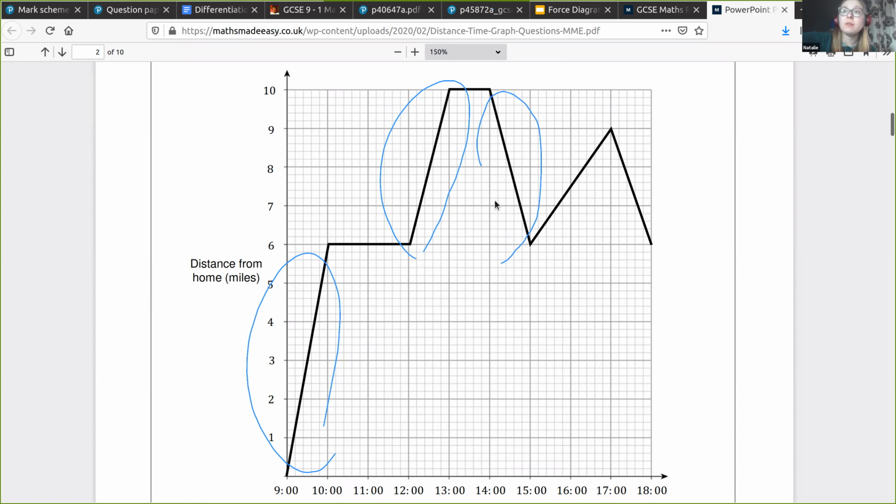If we have something like this section here and this section here, where the slope is in the opposite direction, it's a negative gradient, that means that they are moving at a constant negative velocity, usually because they're traveling in the opposite direction. And that is distance time graphs. We have to be able to interpret them.